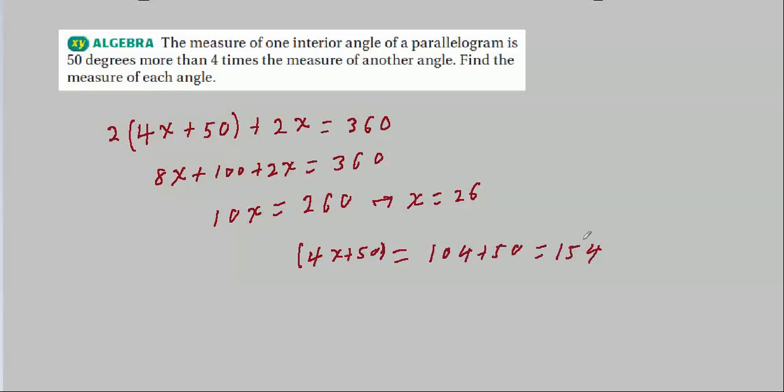Does that work? 2 times 26 would be 52. 2 times 154 would be 308. Plus 52 would be 360. So it works. So really, the only important part to this problem was remembering that the interior angles of a parallelogram add up to 360. That, in interpreting this sentence here, allows you to lay out an algebraic equation, which you then solve fairly easily.